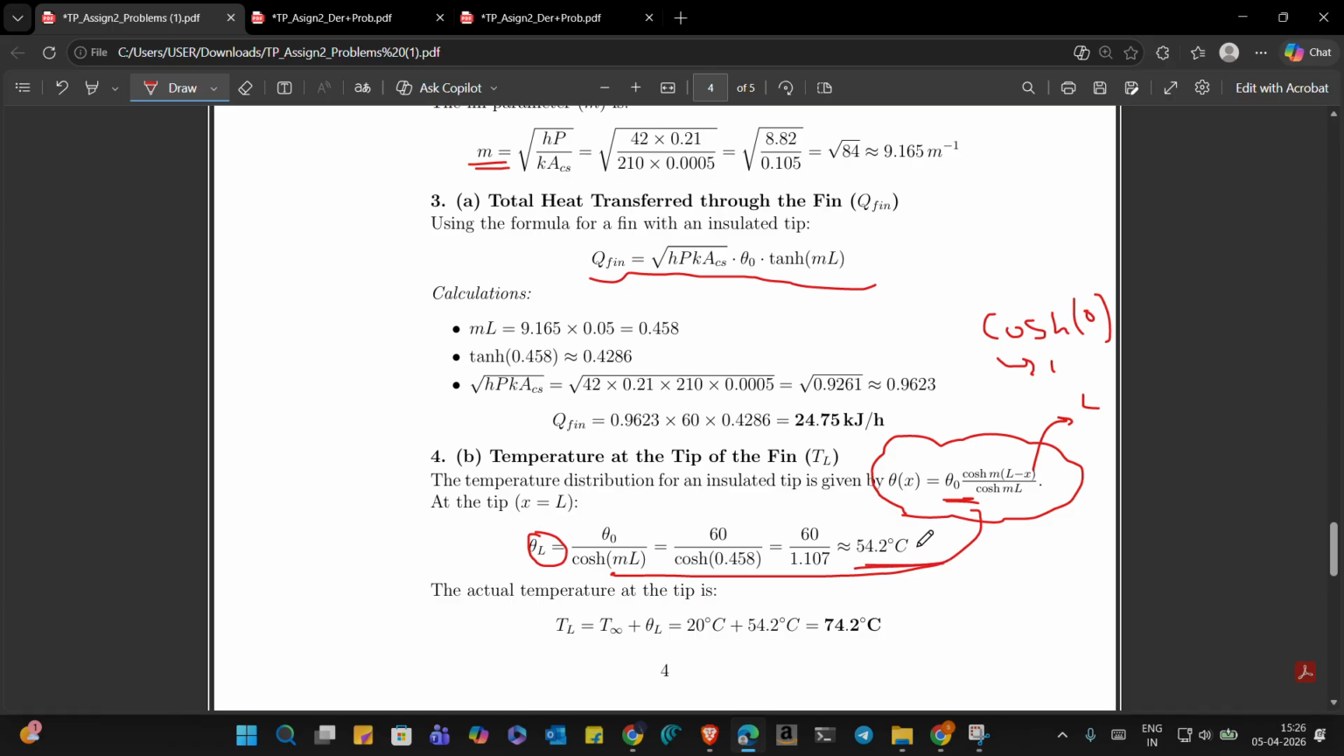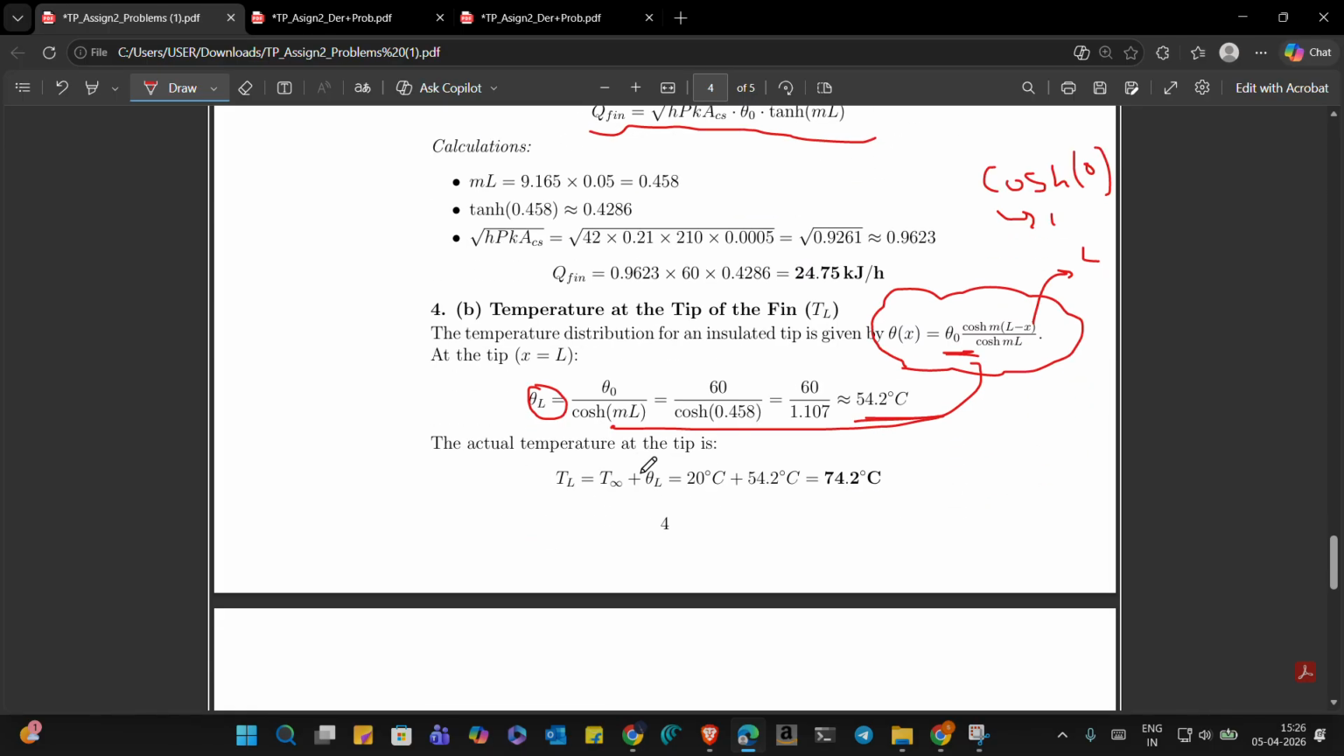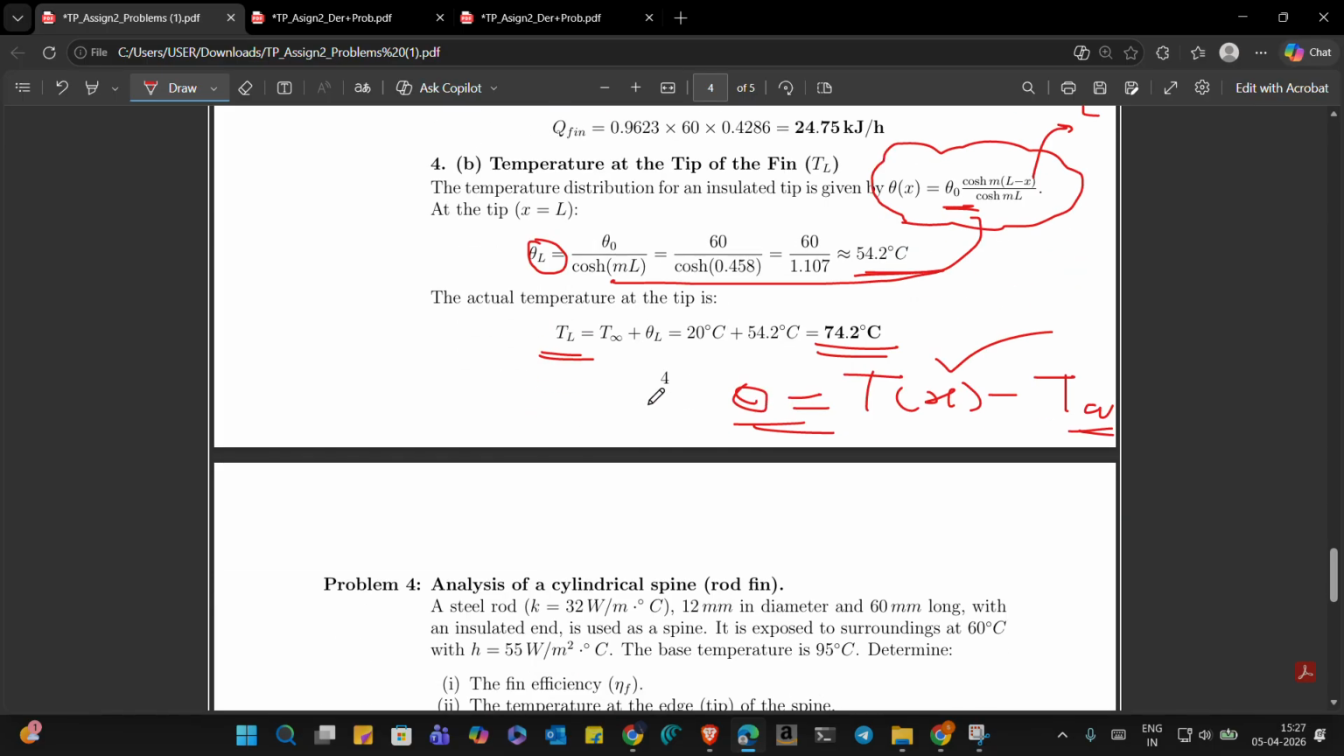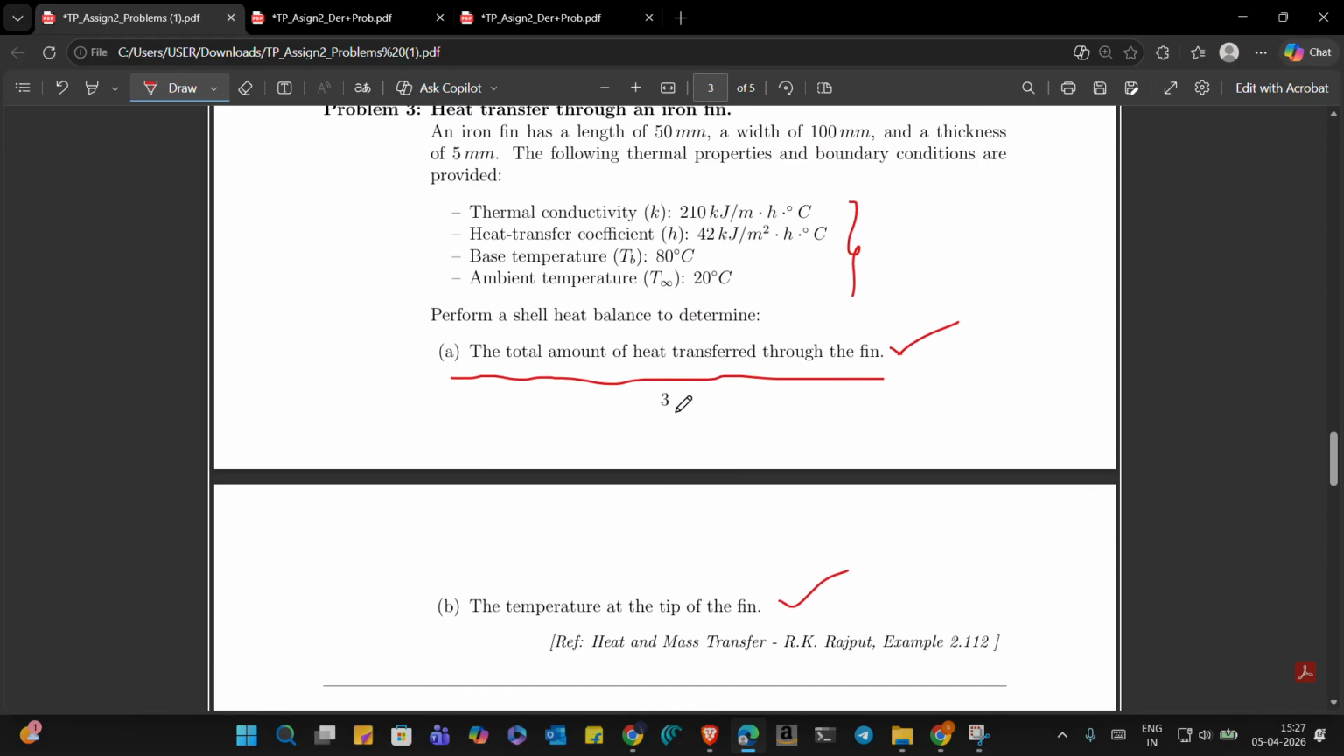To get this, we get this value as 54.2 degrees Celsius. But as we have seen, theta is defined as the temperature at x minus the ambient temperature. This is how we define theta. So we'll substitute this value over here. We have got the theta value and we have got the T infinity value. So this term goes over there, and my T at x value can be found by adding the ambient air temperature to the value of theta. Thus, we get 74.2 degrees Celsius as the temperature at the tip of the fin. So this is how we have solved our third question.